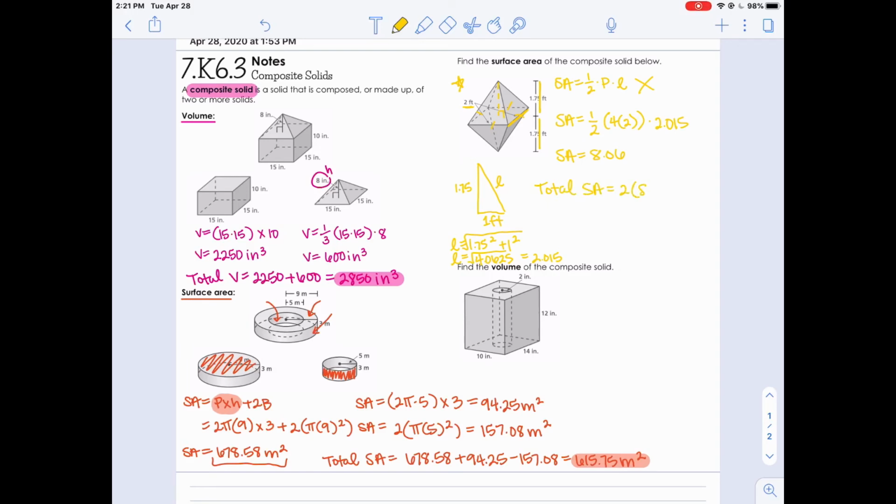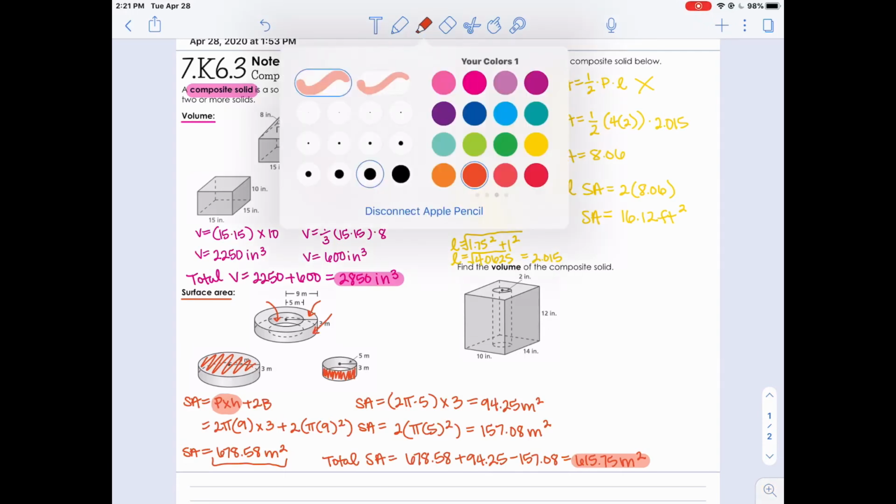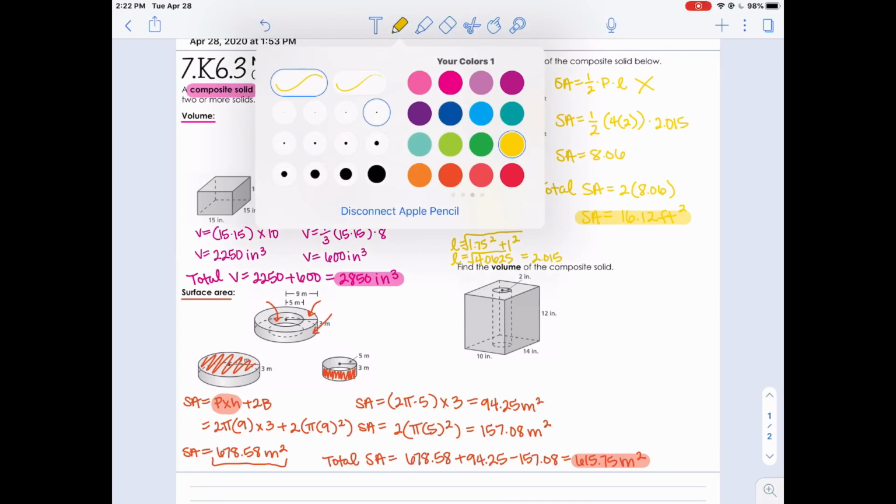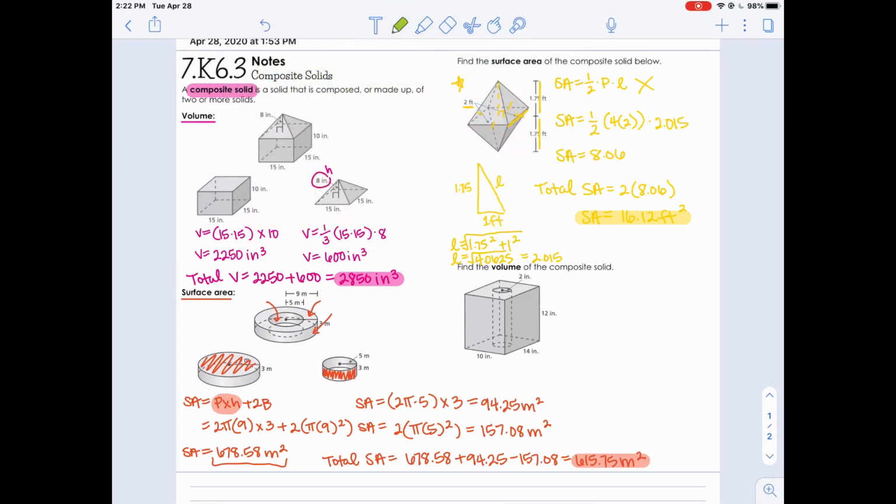Okay, so I'm going to take 2 times 8.06, which gives me 16.12. Our units were feet, and surface area is squared. So my final answer is 16.12 feet squared. Okay, not as bad as the other one. Sometimes we're not given that slant height, which makes it a little bit more complicated, but not too bad.